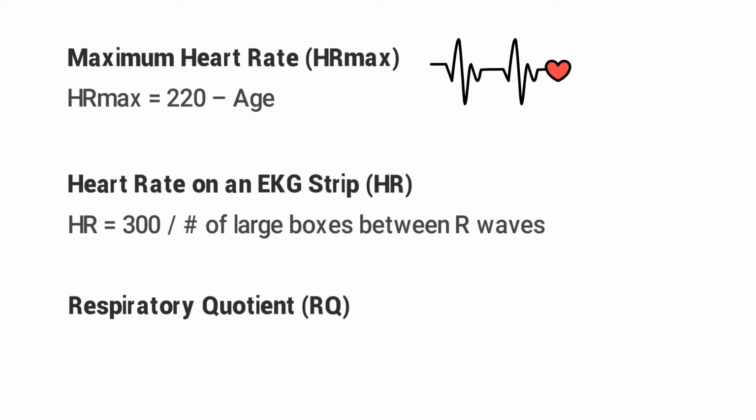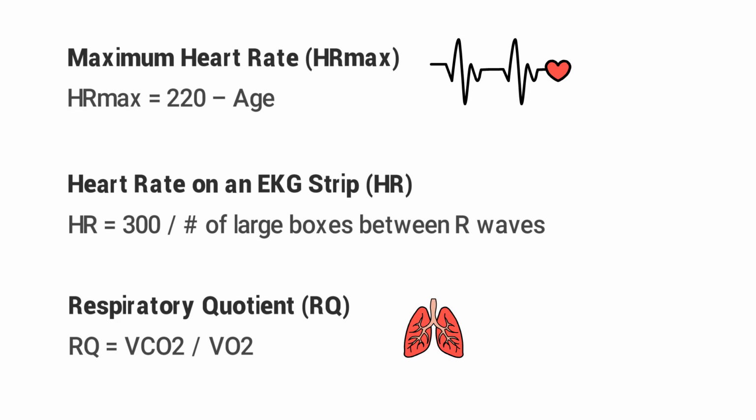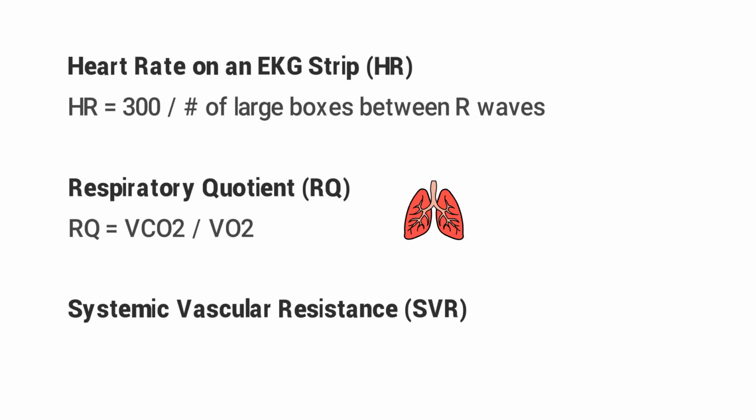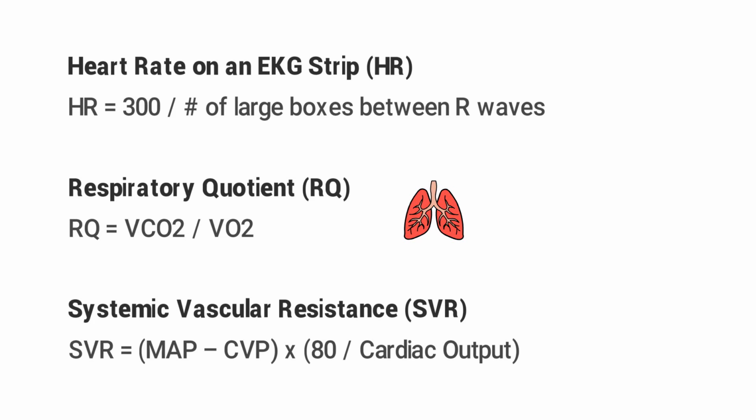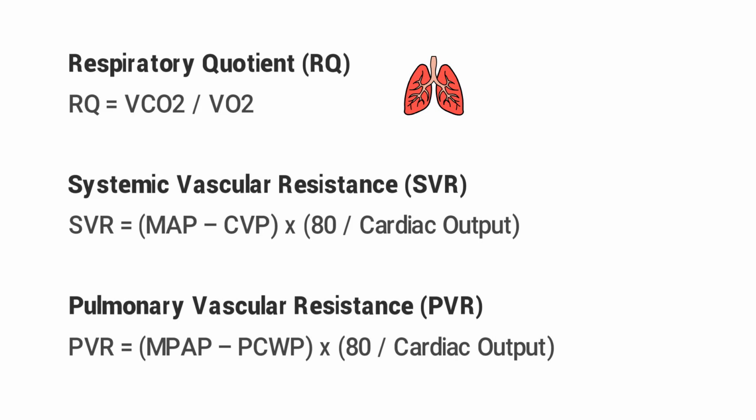Respiratory quotient, or RQ. This one's equal to the volume of exhaled carbon dioxide divided by the oxygen consumption. Next up is systemic vascular resistance, or SVR. SVR is equal to the mean arterial pressure minus the central venous pressure multiplied by 80 divided by the cardiac output. Then there's the pulmonary vascular resistance, or PVR. PVR is equal to the mean pulmonary artery pressure minus the pulmonary capillary wedge pressure multiplied by 80 divided by the cardiac output.